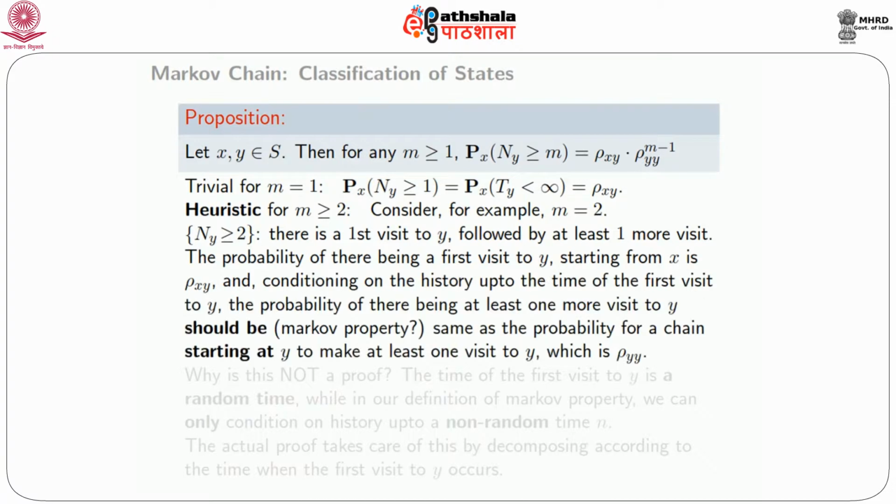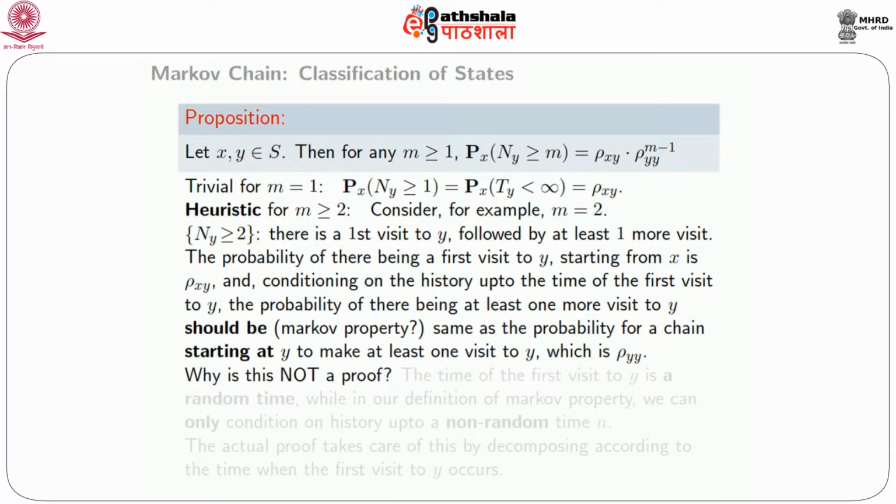And then, conditioning on the history up to the time of the first visit to y, the probability of there being at least one more visit to y should, by the Markov property, be the same as the probability for a chain starting at y to make at least one visit to y, which is rho_yy. Because once you condition on the history up to the time of the first visit to y, at that time the chain is in y.